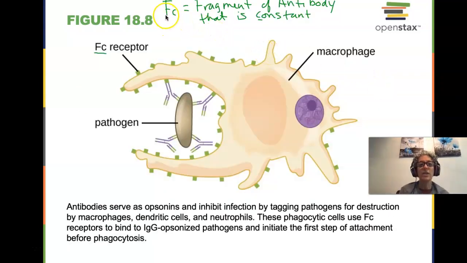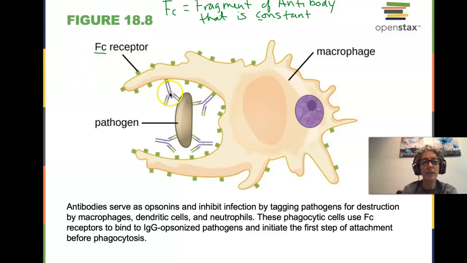So we're looking at the Fc. If we think back to our structure of the antibody, the Fc is the constant fragment, the part that is the same in all of the antibodies of a particular class. And macrophages have Fc receptors. That means they will bind to the base of that fork of the antibody so that the antigen binding portions are out and able to stick to antigens.